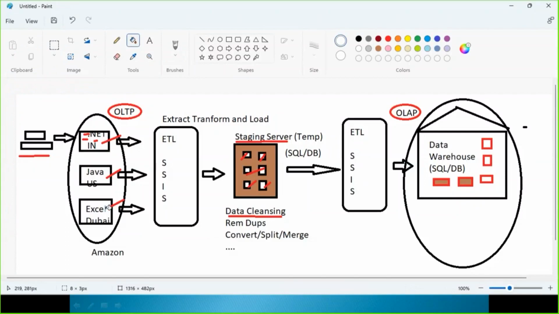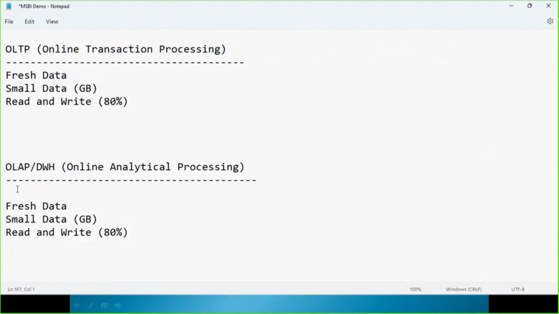Think about last year's Amazon data. Will they delete the data? No, they don't delete the data. What they do is take all the data from the OLTP servers and put the old, historical data into a warehouse. Clear? So OLAP means it is not fresh data. It is always historical data.